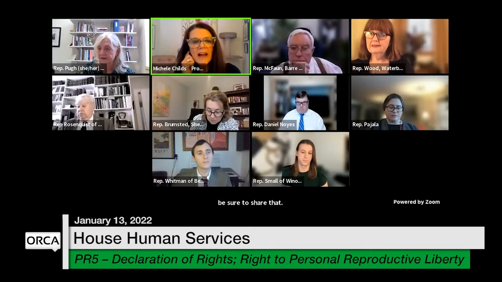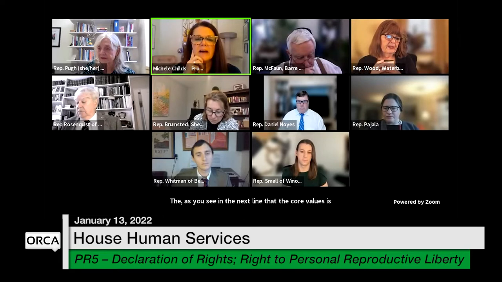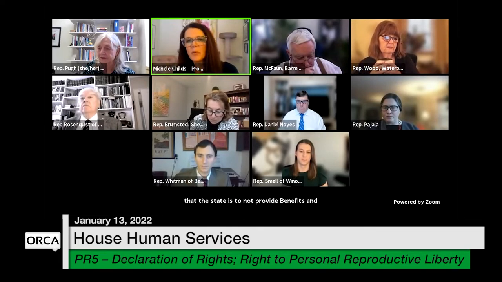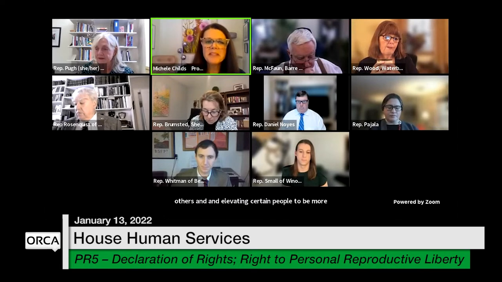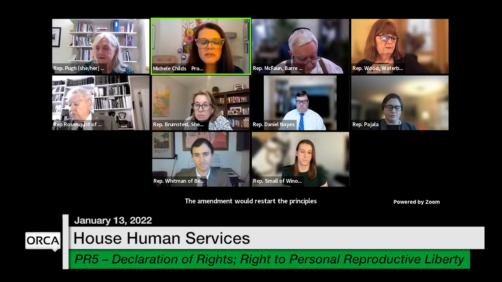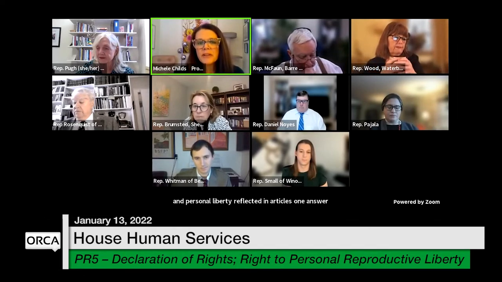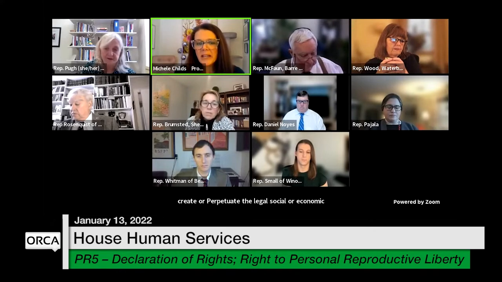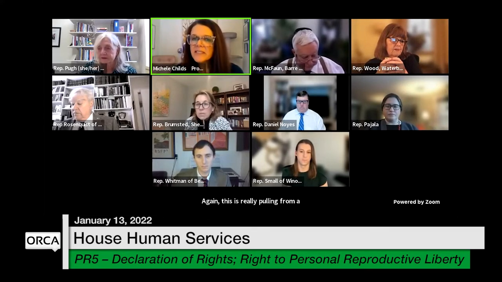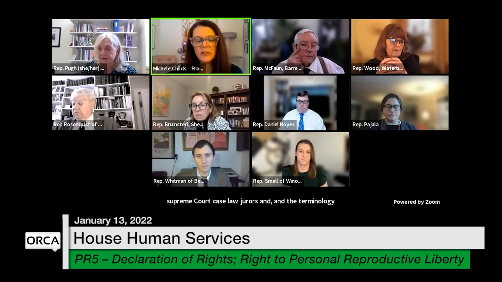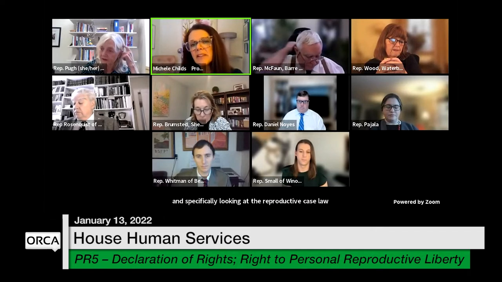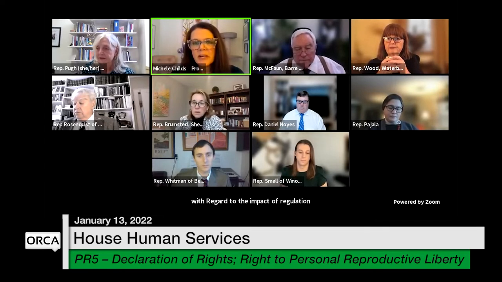As you see in the next line, the core value is that the state is not to provide benefits and protections to certain folks while denying them to others, elevating certain people to be more privileged than others. The amendment would reassert the principles of equality and personal liberty reflected in Articles 1 and 7 and ensure that the government does not create or perpetuate the legal, social, or economic inferiority of any class of people. Again, this is really pulling from a lot of U.S. Supreme Court case law, and the terminology here about making sure that people are treated equally, and specifically looking at the reproductive case law with regard to the impact of regulation of abortion and contraception on women.